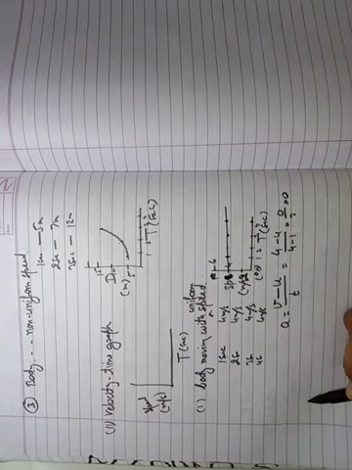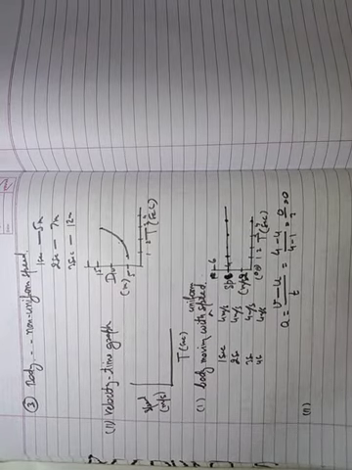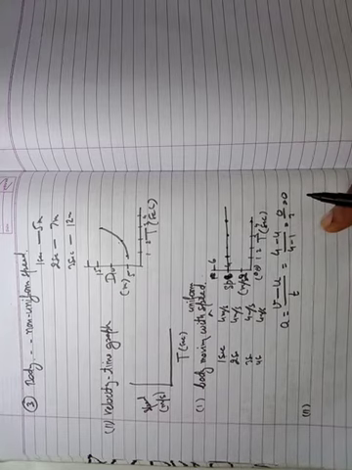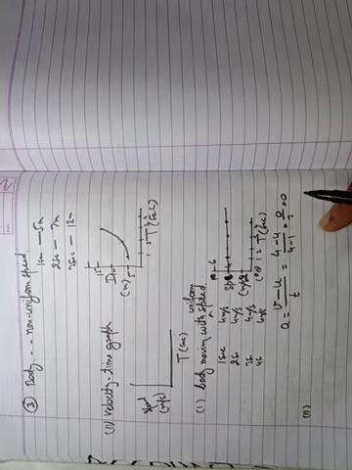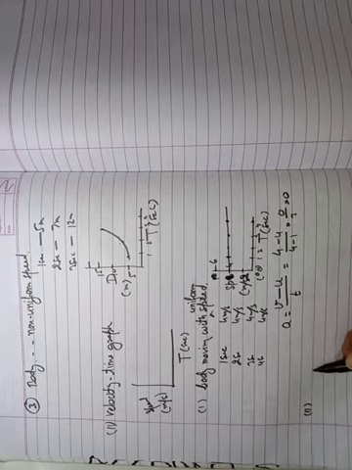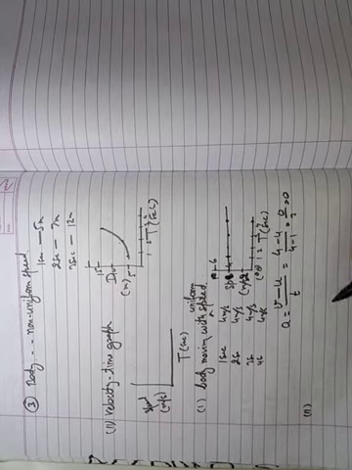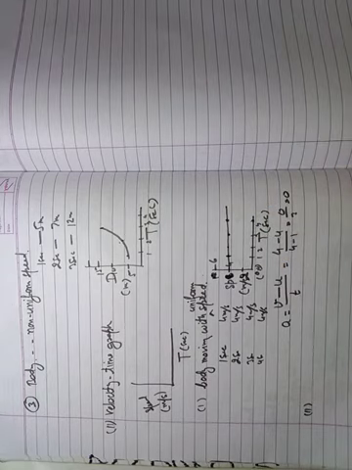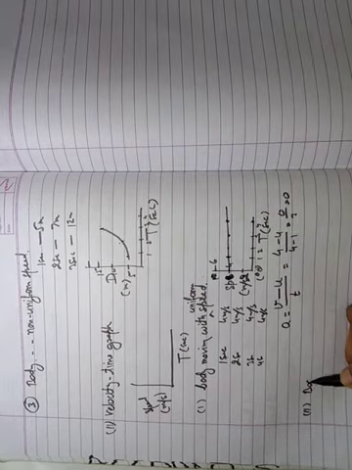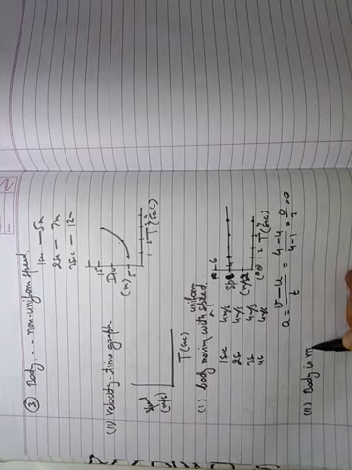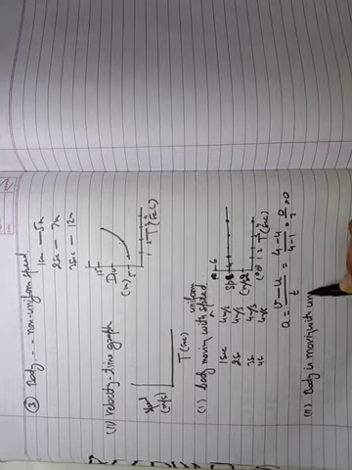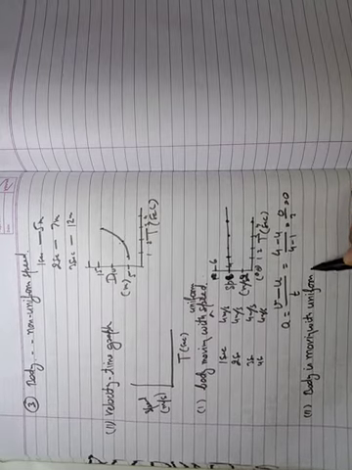Now the second case. Suppose a body is moving not with constant speed but with variable speed and has a uniform acceleration. What type of graph will it be for uniform acceleration? Uniform acceleration means the speed of the body changes equally in equal intervals of time. The body is moving with uniform acceleration.